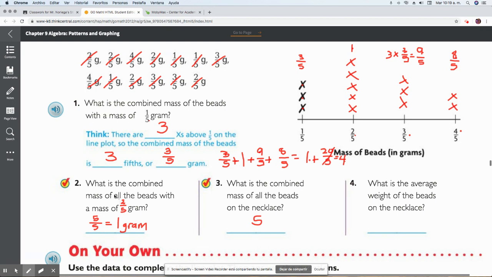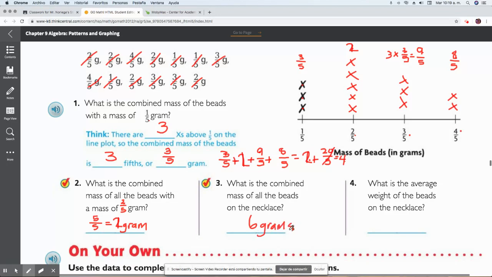I think on number 2, what is the combined mass of all the beads with a mass of 2/5? Okay, 2/5 would be 1, 2, 3, 4, 5. This is the number that's wrong. This should be a 2. So this is not a 5 then, it would be a 6. So I changed this to a 2, and then I changed this to a 2. Okay, so 2 plus 4 equals 6. So 6 grams would be the answer for number 3.